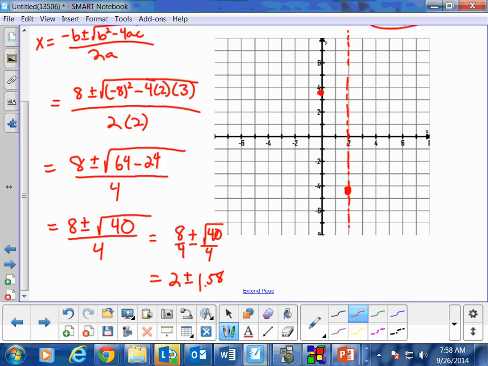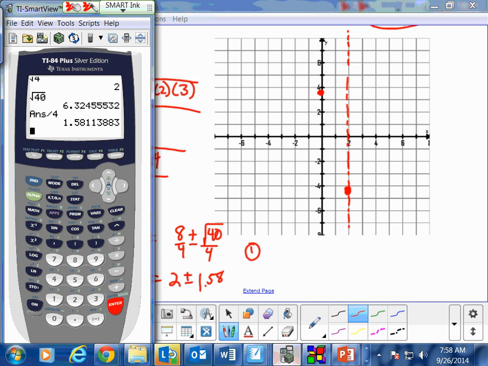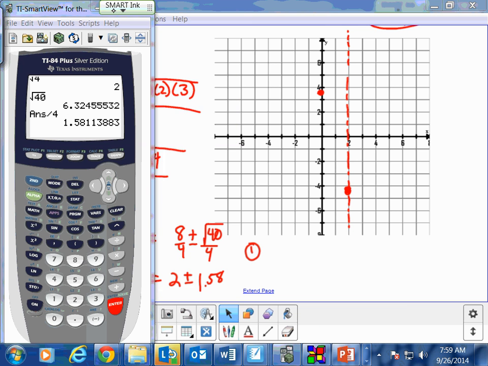This means that in my last command, I'm going to have 2 answers. One of them is going to be the plus part of that. So let's figure out what that is. Now let's actually do plus 2. So one of my intercepts is going to be 3.58.